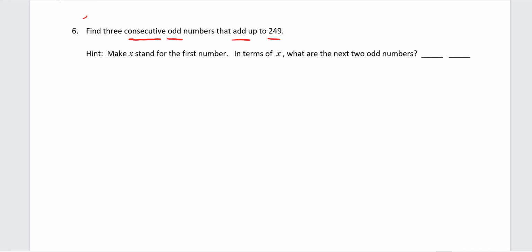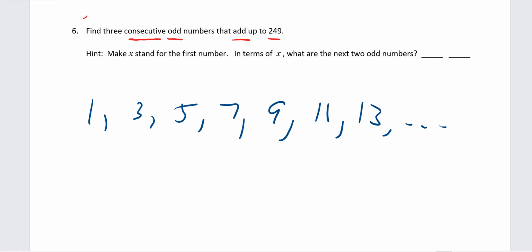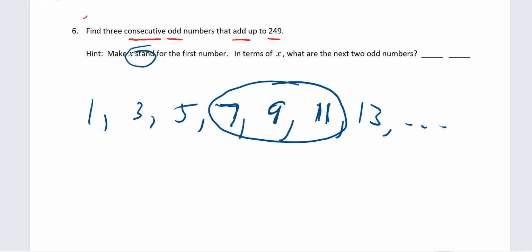Well, before I go any further, let's just look at the situation. Let's start looking at odd numbers. 1, 3, 5, 7, 9, 11, 13, and so on. If I look at 3 consecutive odd numbers, that would be something like 7, 9, and 11. That just means 3 odd numbers in a row. So now the question says, as a hint, make x stand for the first number. So suppose x was 7. Then what would the other 2 numbers be?